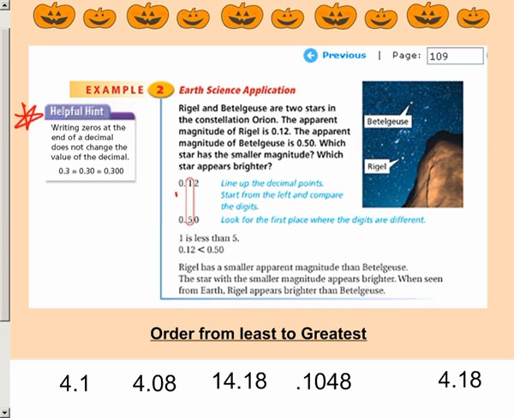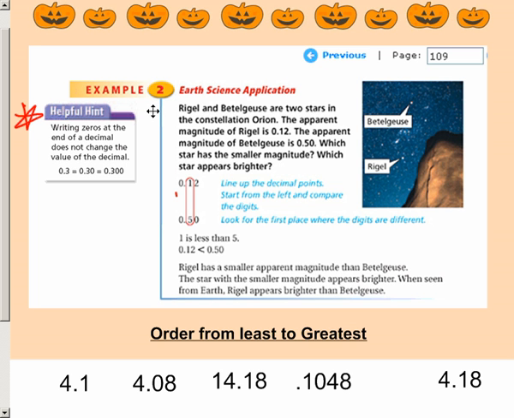So let's first just take a look at this helpful hint. Writing zeros at the end of a decimal does not change the value of the decimal. So you can see here that 3/10 equals 30 hundredths equals 300 thousandths. Doesn't matter how many decimals we add, it stays exactly the same. So let's take a look at this example.